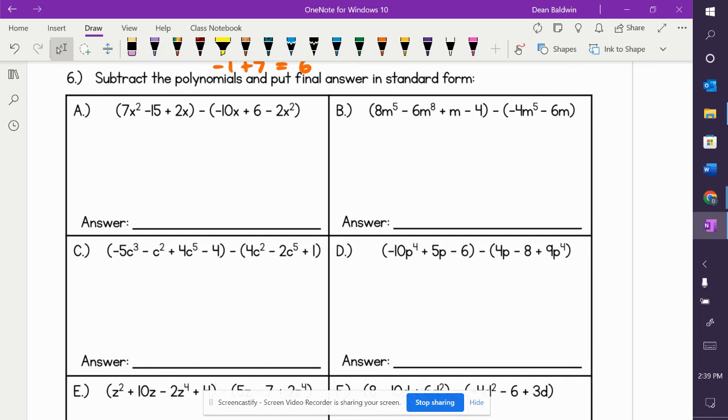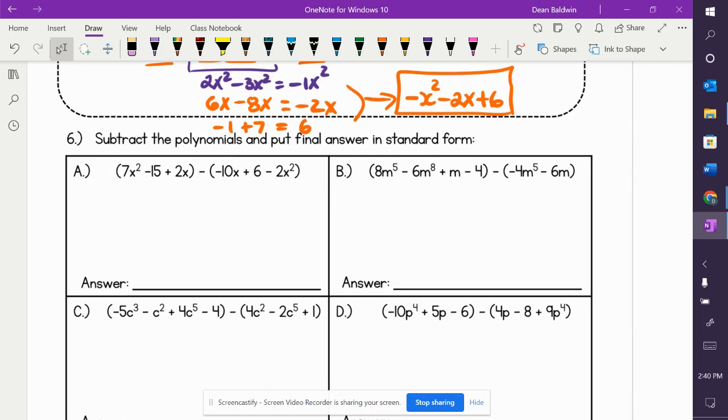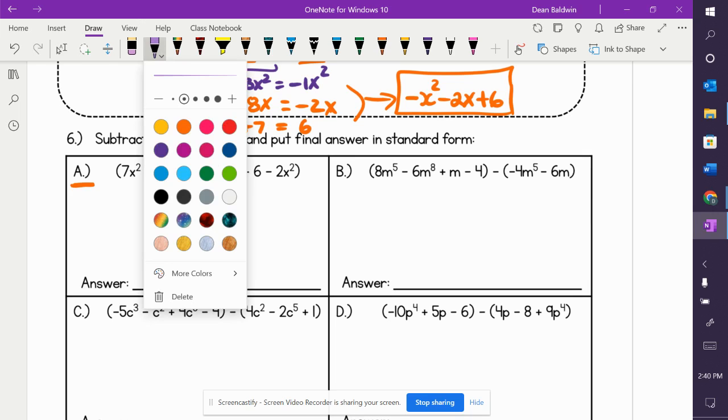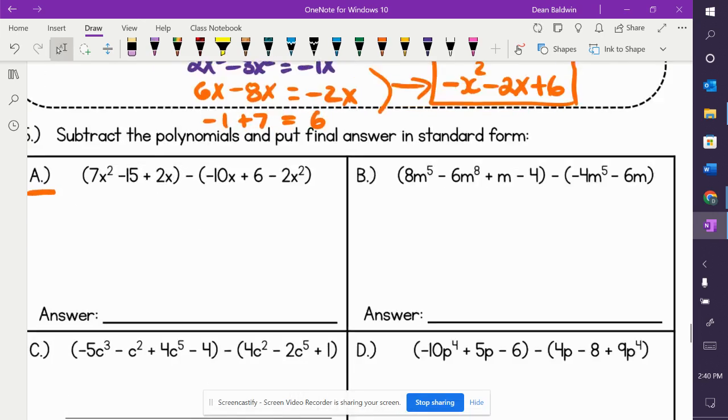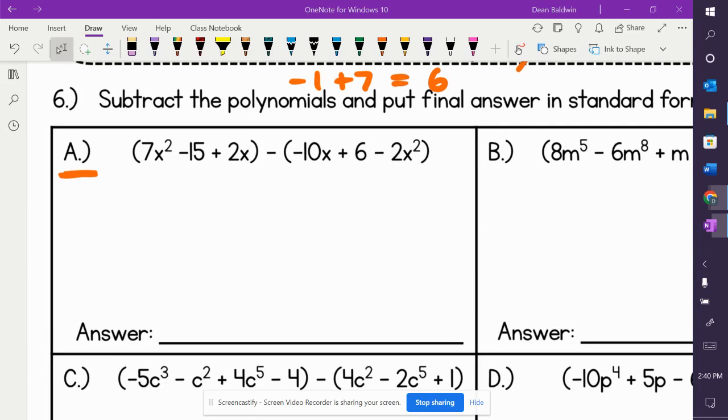Just be careful with your signs. Let's do the first one, and then I'll let you practice these. So the first one, because people mess up on the signs all the time. So first bracket just stays the same. This negative will flip all the signs. So what happens to the first term?